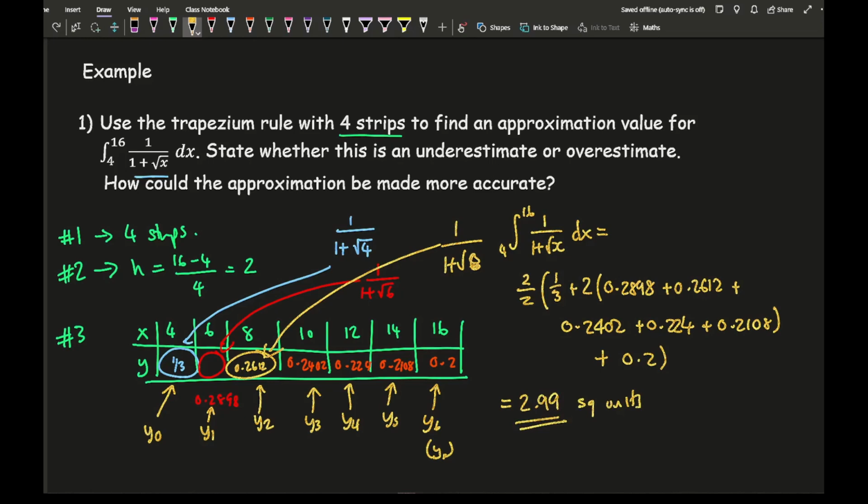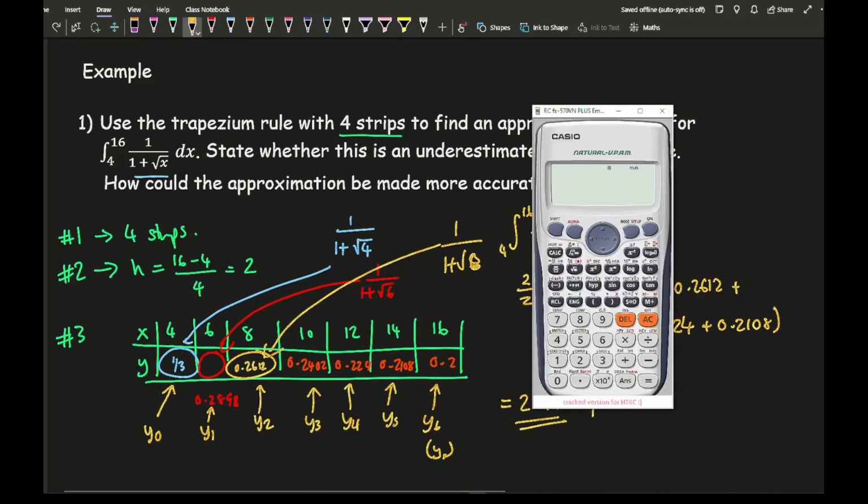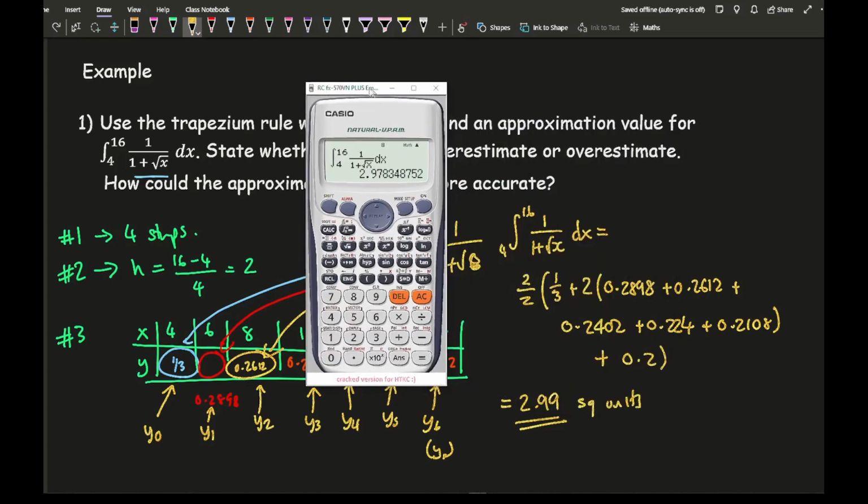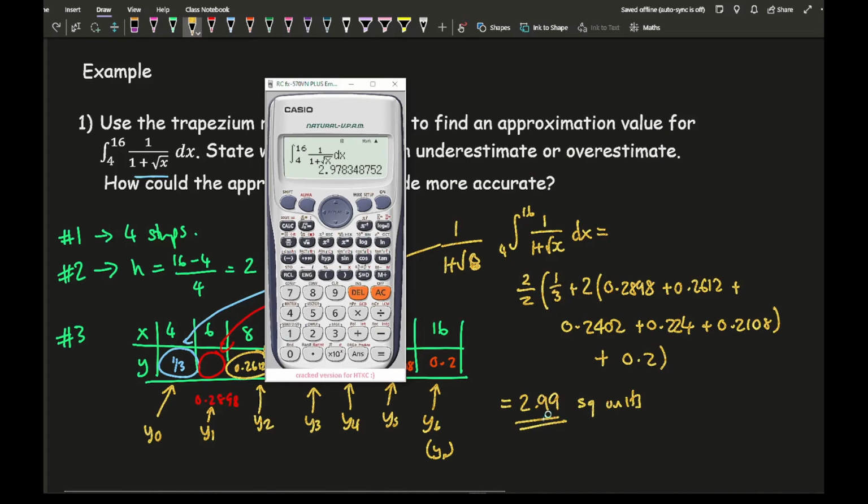Now in terms of whether it's an underestimate or overestimate, if I reach for my calculator, and let me just see if it has got a, yes it has, so I can just do this. If I then just type in the numbers, so let me just enter the formula. So I've got 1 and then 1 plus root x. There we go. And then if I just enter the limits, so I've got 4 and I've got 16, press equals, and it comes up with 2.978. So how does that compare with 2.99? Well, it's pretty close.